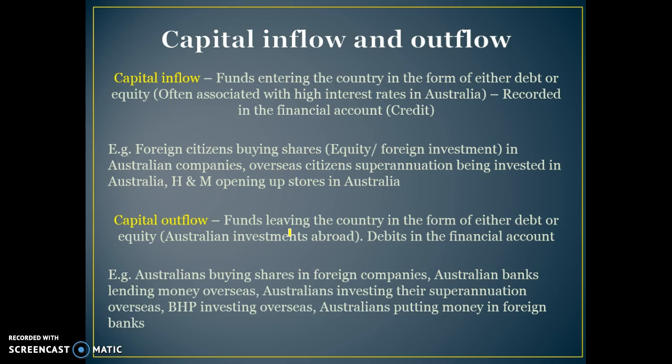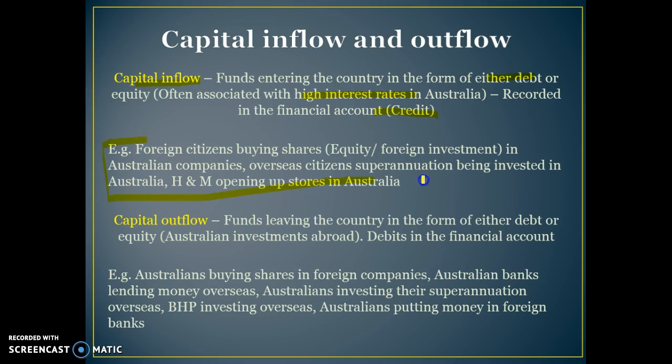So some examples of capital inflows and outflows. Capital inflows, funds entering the country in the form of either debt or equity. So when Australia borrows money, when the government issues bonds, when private companies borrow money, that's a form of capital inflow. It's often a case when interest rates are high in Australia, we'll borrow from overseas, so that can cause more capital inflow. Again, it's recorded in the financial account as credits. So it's basically all the stuff in the financial account.